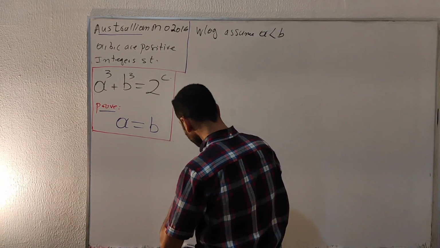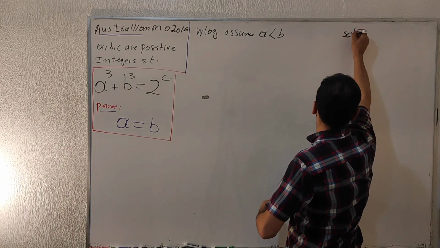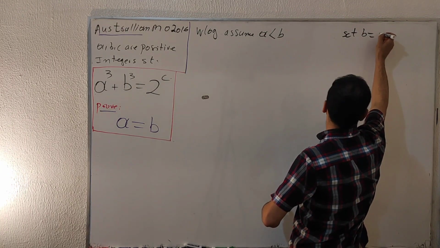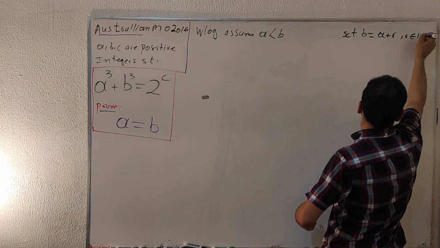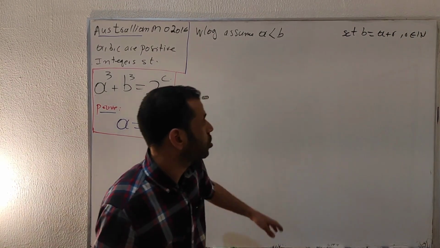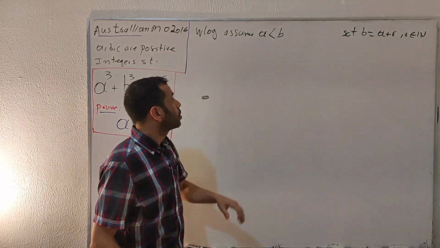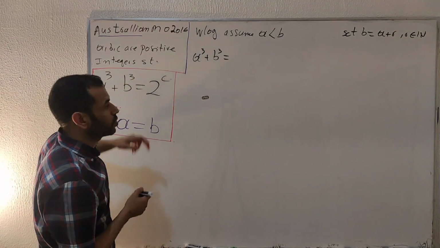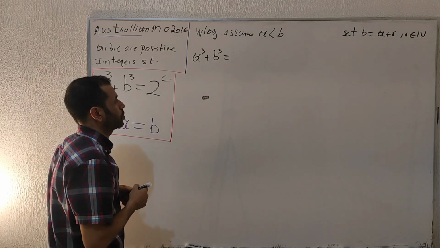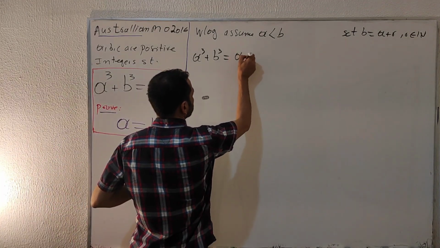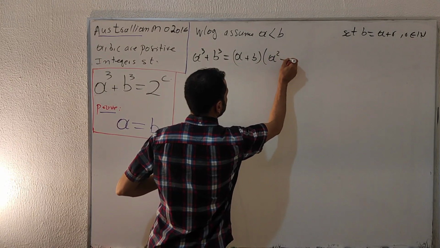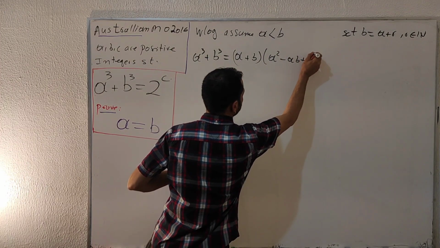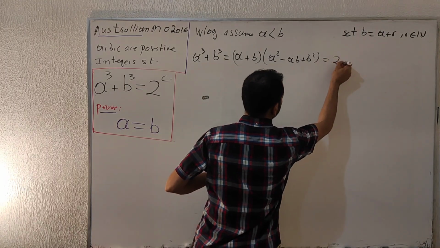Let's set B equals A plus R, where R is some natural number. This is the relationship between A and B. As you know, this is a factorable polynomial, written in the form of A cubed plus B cubed, which means it's going to be written in this form: A plus B, times A squared minus AB plus B squared, equals 2 to this power.